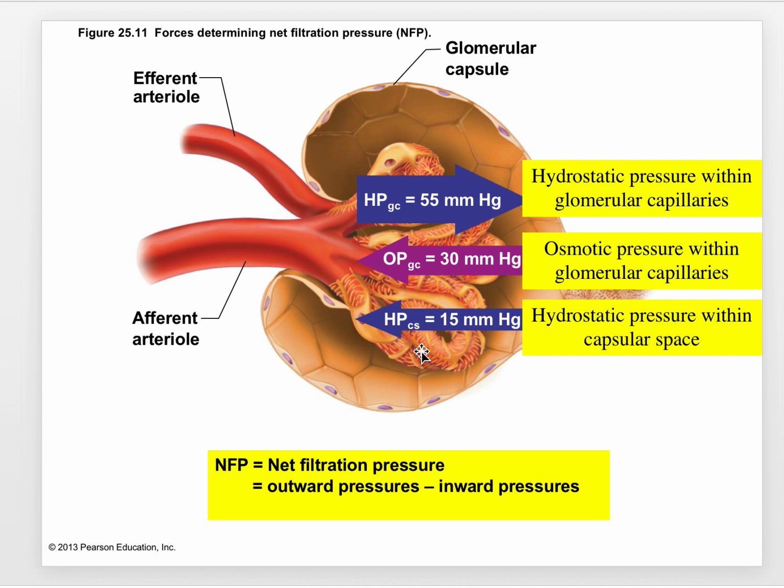So the net filtration pressure is the result of the hydrostatic pressure minus the osmotic pressure of the glomerular capillaries minus the hydrostatic pressure of the capsular space. So there's three different forces that work here. One is a major force driving fluid out of the arterioles. Two other forces bring fluid back into the arterioles.